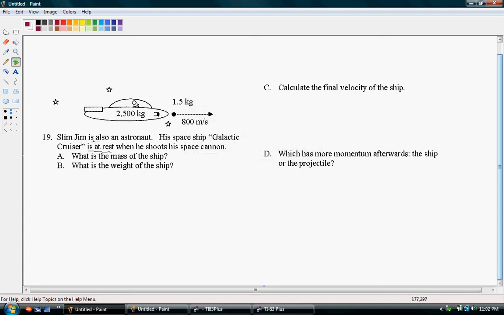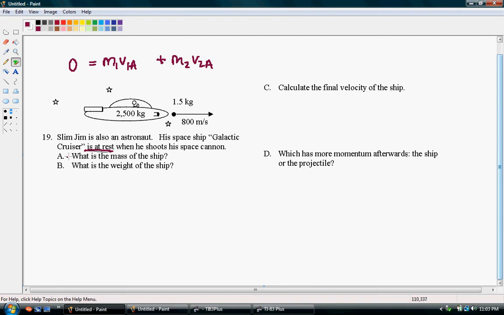Alright, so here we have Slim Jim, who is also an astronaut, and his spaceship is at rest when he shoots his space cannon. So we know that before we have 0, since the object's at rest, and then he shoots a cannon. So afterwards we have the momentum of the spaceship, so m1 v1 afterwards, plus the momentum of the cannonball, so m2 v2 afterwards.